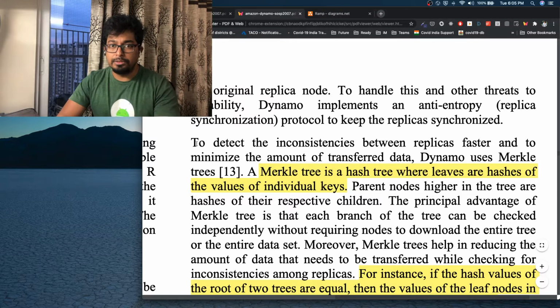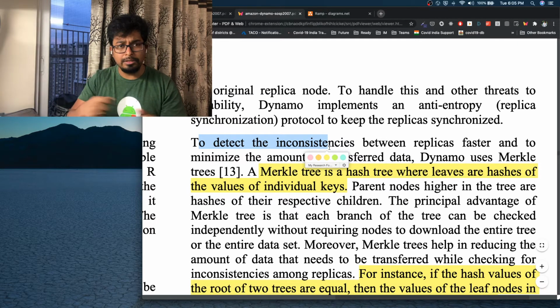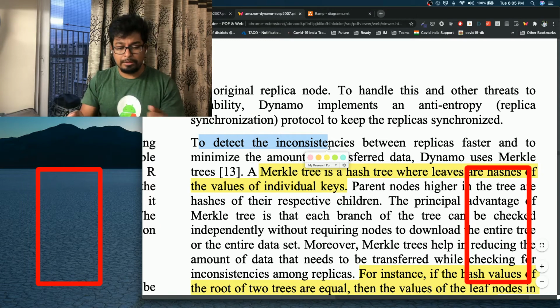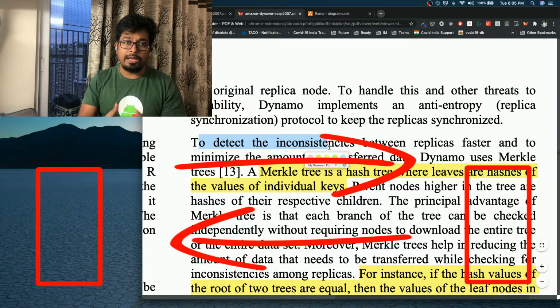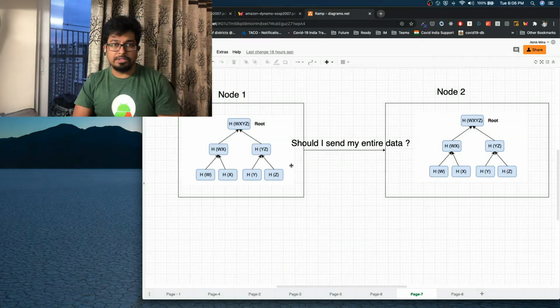So let's just read through this. To detect inconsistencies between replicas faster and to minimize the amount of transferred data, Dynamo uses Merkle trees. So think about you have two nodes and you're replicating from one node to another node. How do you know that data in one of the nodes has changed and that it needs to be replicated? The way they do it is through Merkle trees. So let's understand Merkle trees.